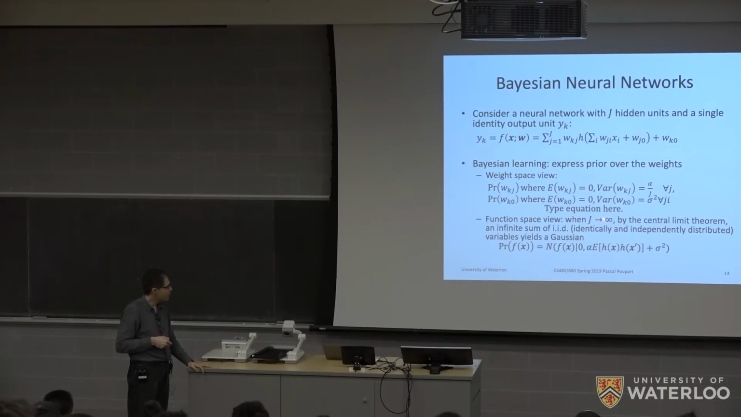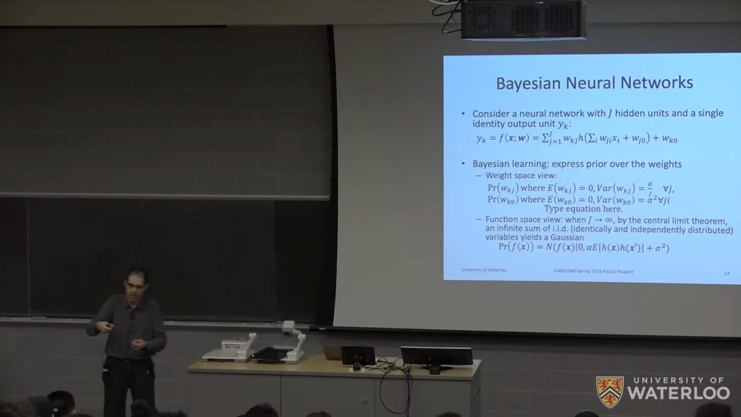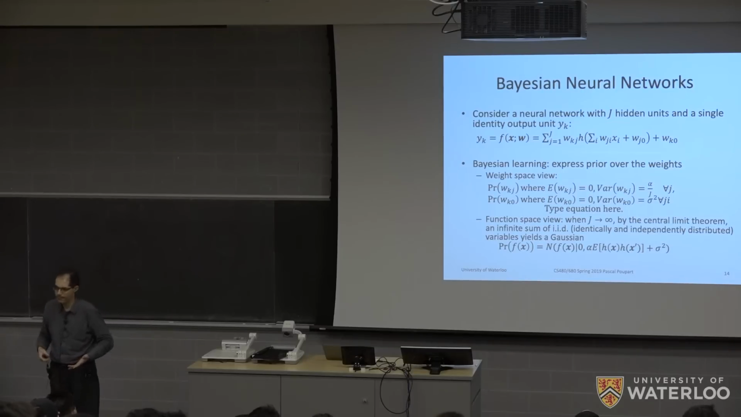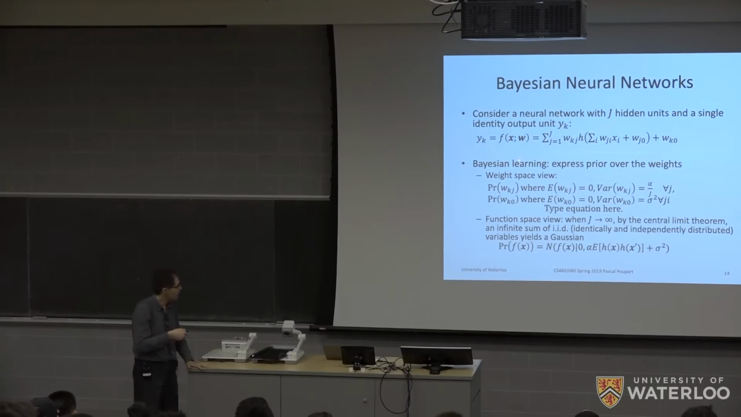whenever I have a number of hidden units that goes to infinity, then I can use the central limit theorem to verify that the output is going to have some noise that follows a Gaussian distribution. And here the idea is that the central limit theorem essentially says that if I have an infinite sum of identically and independently distributed variables, then the resulting sum is itself Gaussian.